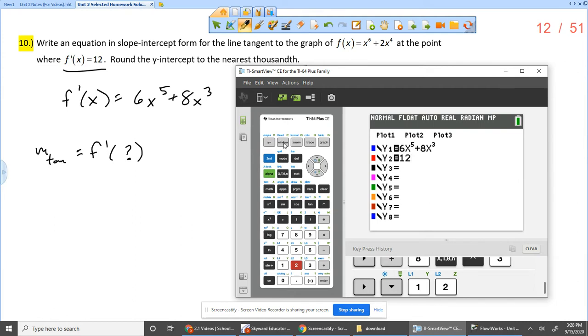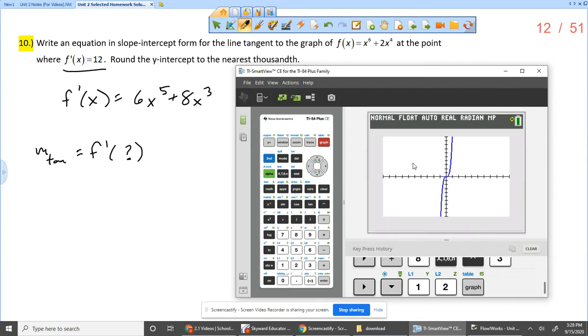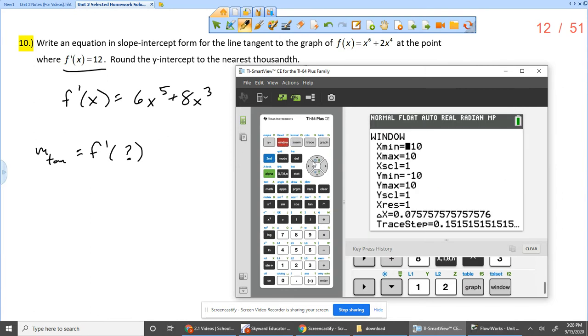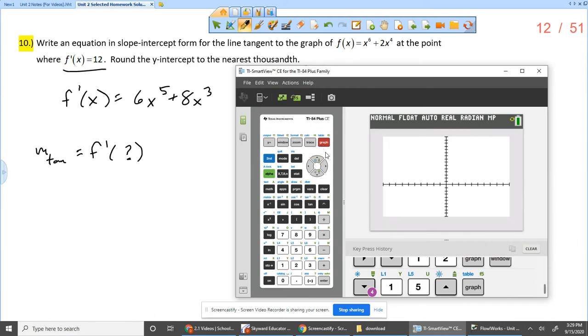If I hit graph, I'm going to see that curve, the 6x to the fifth plus 8x cubed, but I don't see the second curve. Why? Because I'm only going up to 10. So you want to change your window. Change the y max to, say, 15, greater than 12. If I hit graph now, I'll see both of those, and that's where they intersect.